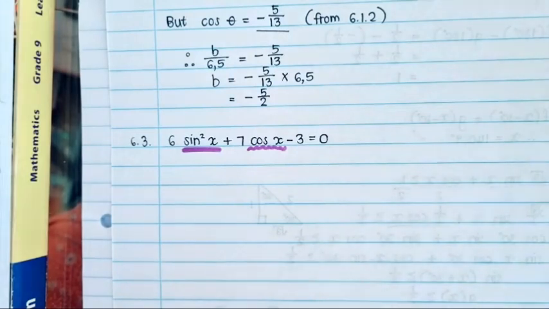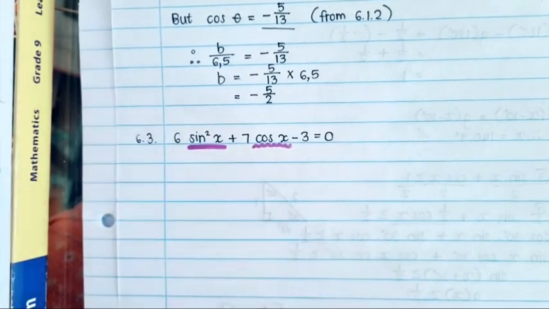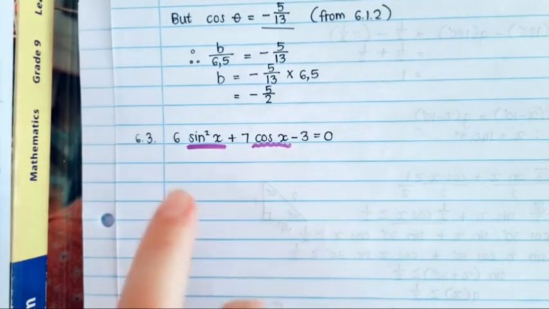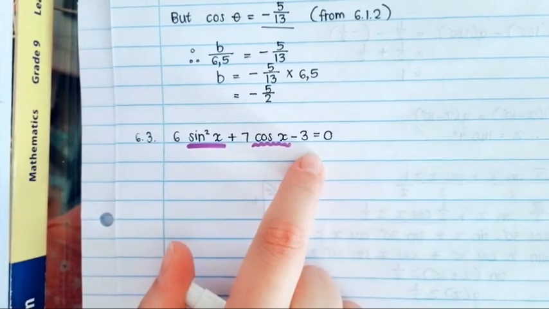Now guys, you can't solve for x if you have different trig ratios. All right, you won't be able to factorize. Often with these types of questions, if you see that you have a quadratic, then you're going to have to factorize. Okay, you can't factorize here because you have a sine squared and then you have a cos and then you have a constant term.